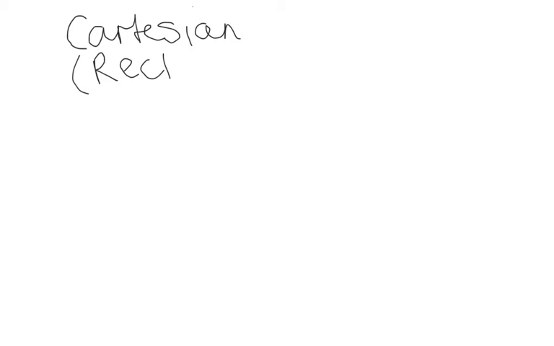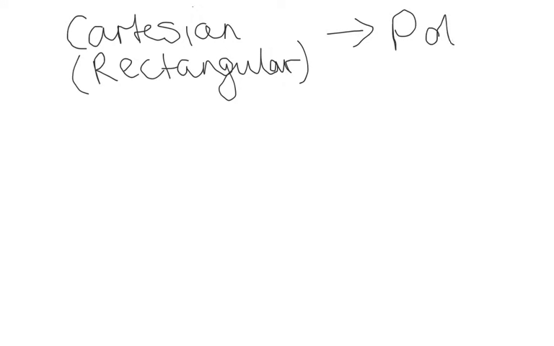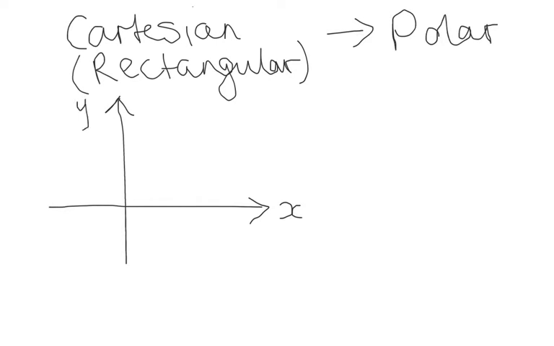Vectors in 2D can be written in two forms, either Cartesian, this is also known as rectangular form, or polar form. This video is going to convert vectors from Cartesian form to polar form. First of all, Cartesian form expresses the vector in terms of the x and y coordinate grid, the components x and y.